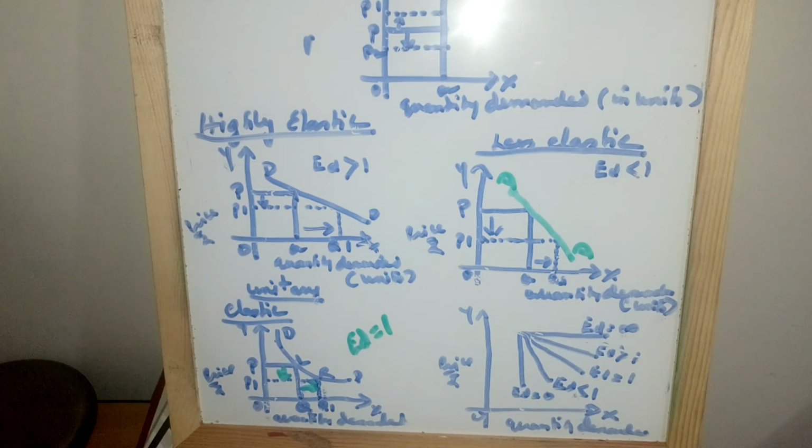So these are the different types of elastic demand curves. So the flatter the curve, the more is the elasticity. When two demand curves cut each other, then the flatter curve is more elastic at the point of intersection.